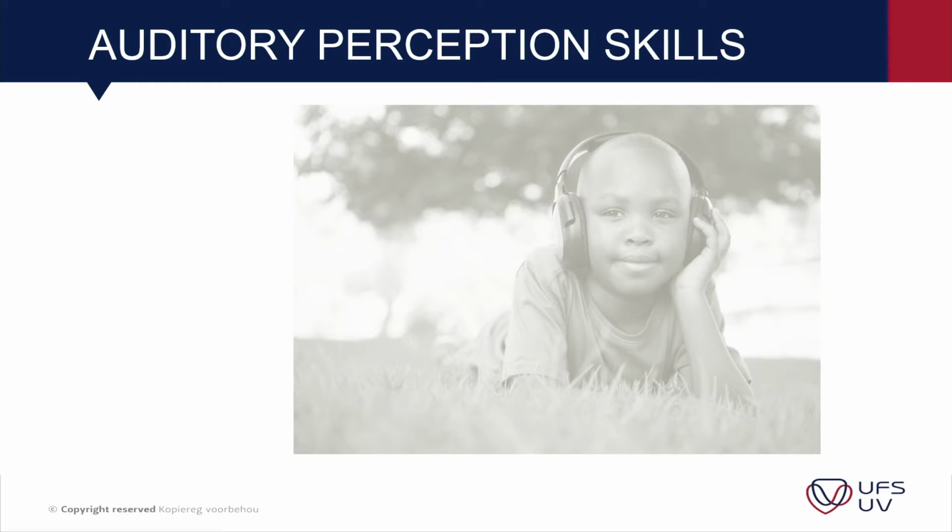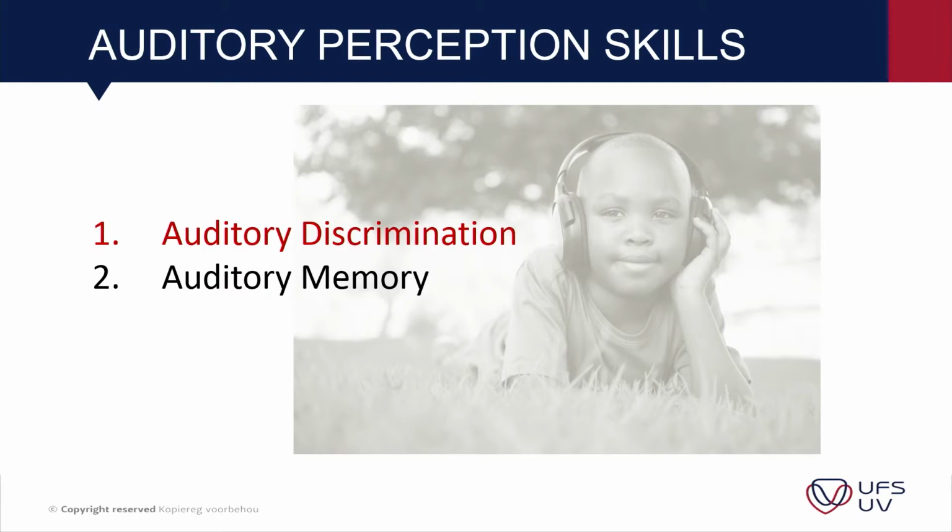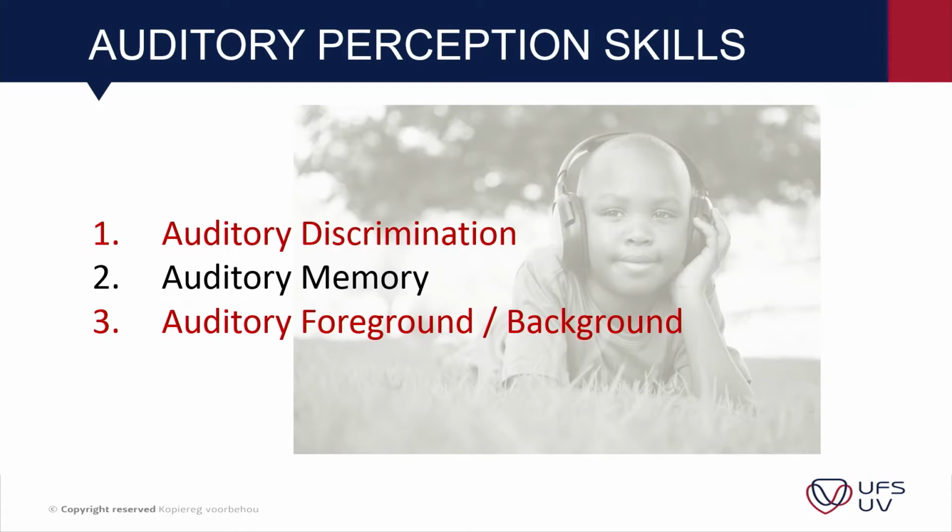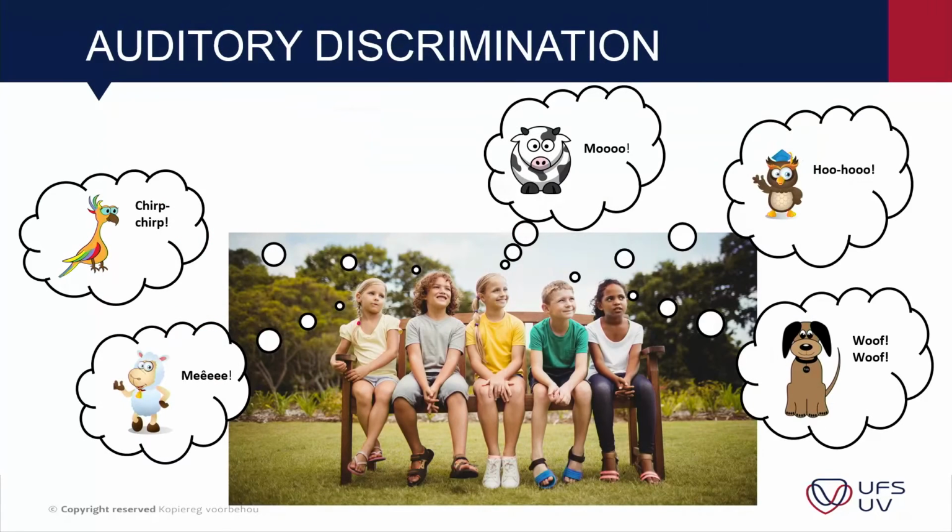In this lesson, we are also going to address the following auditory perceptual skills: auditory discrimination, auditory memory, auditory foreground and background, auditory comprehension. Auditory discrimination is the ability to discern one sound from another. A fun activity would be to have the children sit very quietly and identify all the different sounds they can hear.